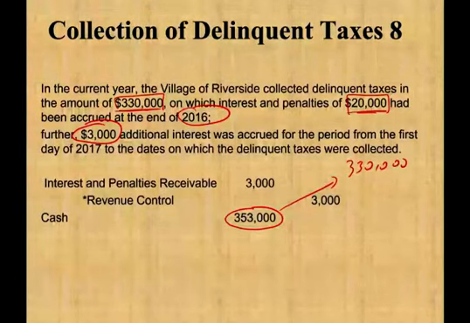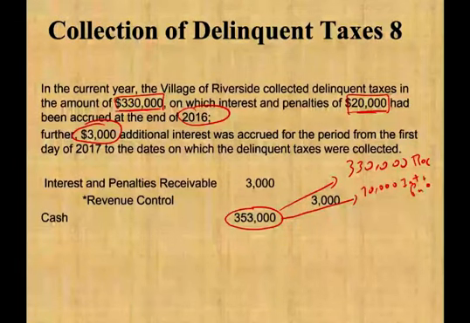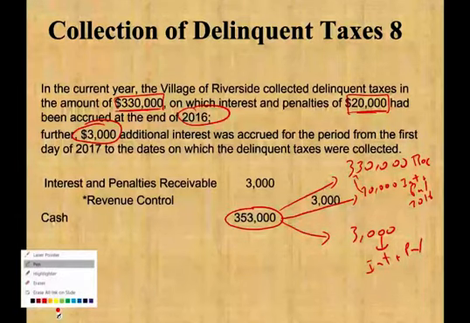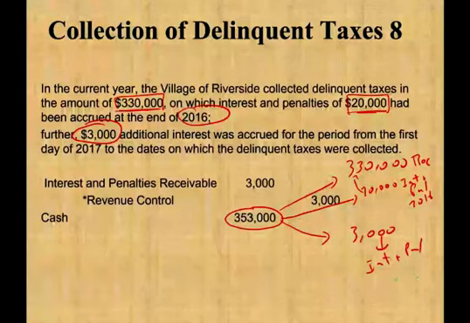330 is basically receivable, right? Because those are taxes receivable that people owed us. Of the 330, 20,000 was interest and penalties for 2016. Because at the end of 2016, if you look at the trial balance, you had interest and penalties, and this 20,000 belonged to this 330,000. And $3,000, again, of interest and penalties that were incurred in 2017. This is for 2017. So this is how much money we collected, 353, okay?